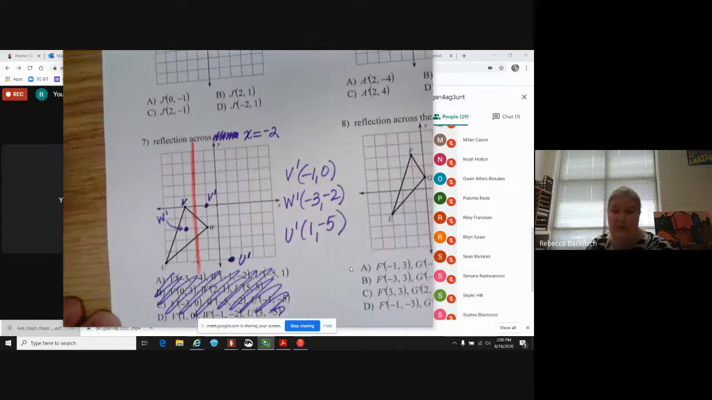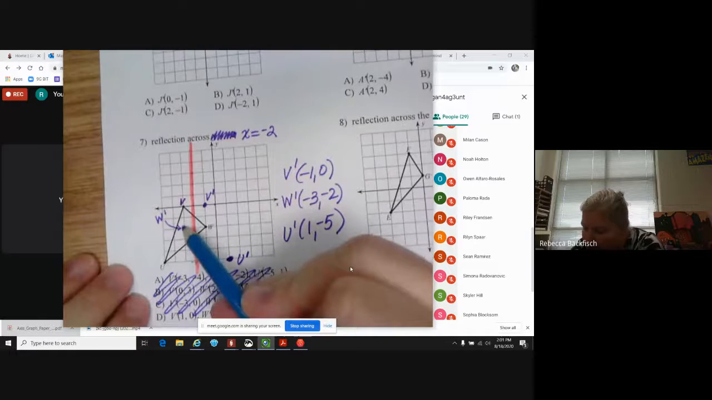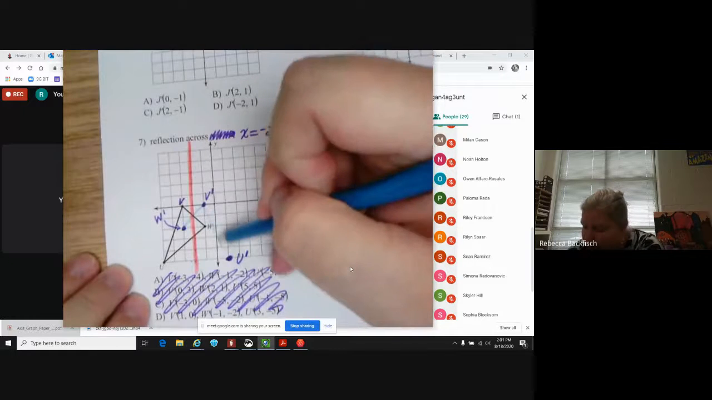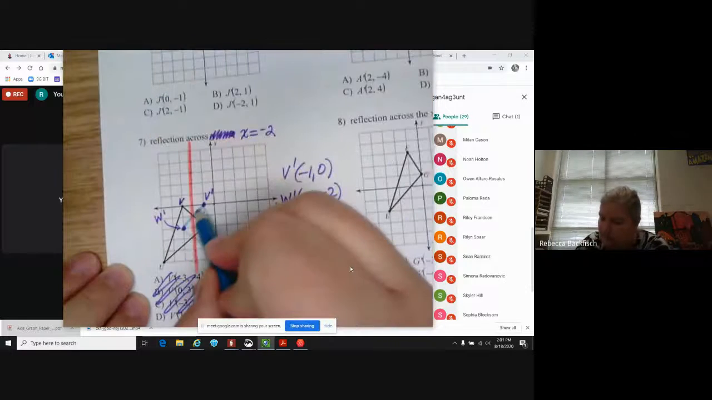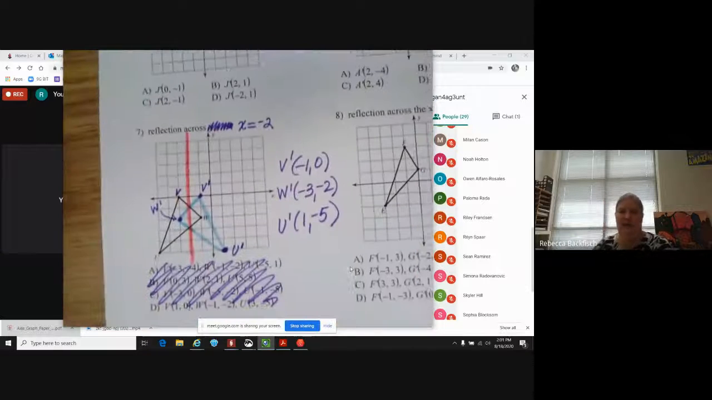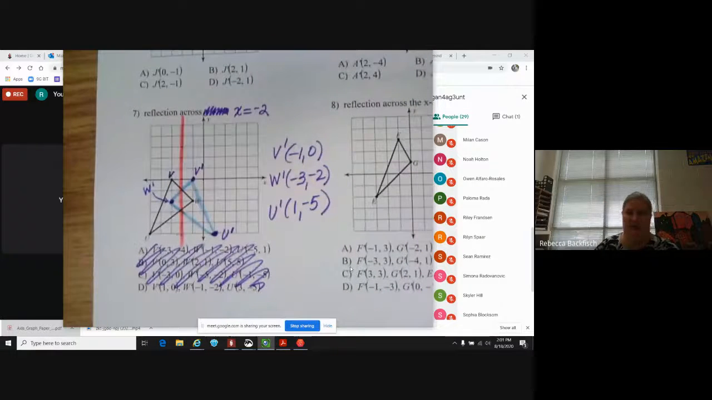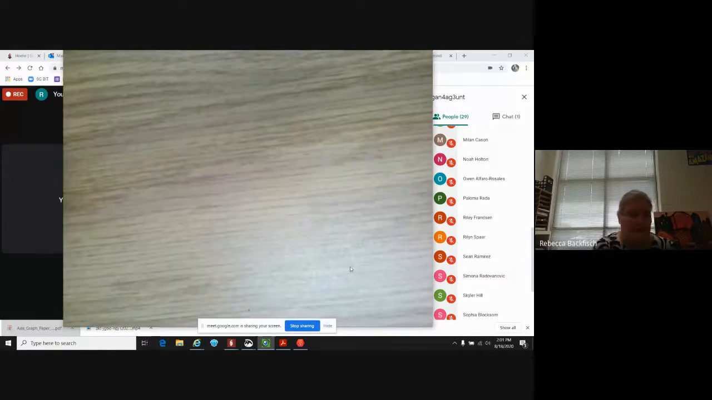So that's where my coordinates will be. And if you are asked to draw the whole picture, like to draw the triangle, you do it one point at a time, and then at the end, you can connect them and make the shape. You won't have that many problems like that, but I wanted you to know how to do them if you get them.